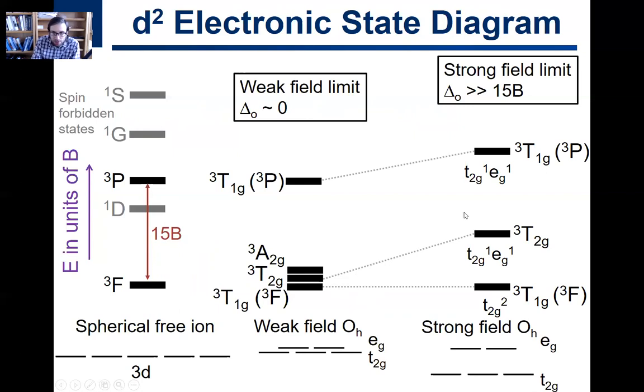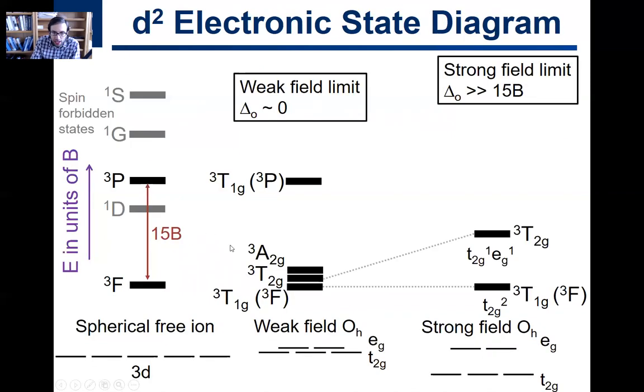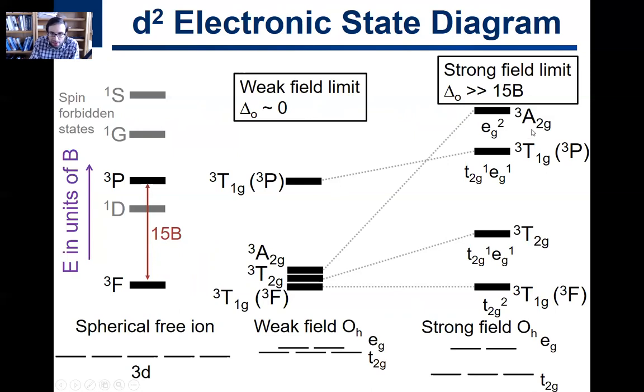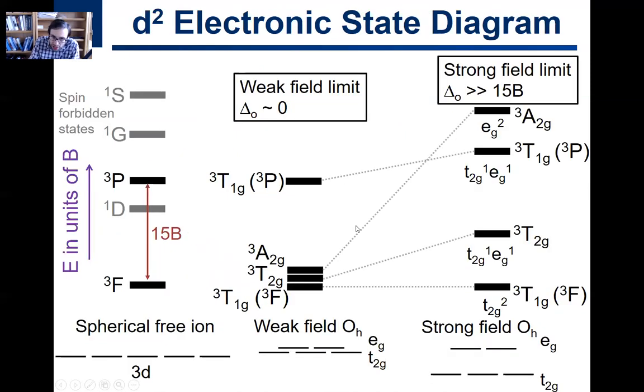Triplet T1G from the triplet P also had a 1 delta O term, so that line's going to go up. I didn't have enough room, but the slope of this line and this line should be the same. I just didn't have enough room for the slide, okay? Then we have the triplet A2G. This had 2 electrons in the EG, and so it had a 2 delta O term. So that slope is going to be twice these slopes, which are supposed to be equal, okay? So that's what it's going to look like.